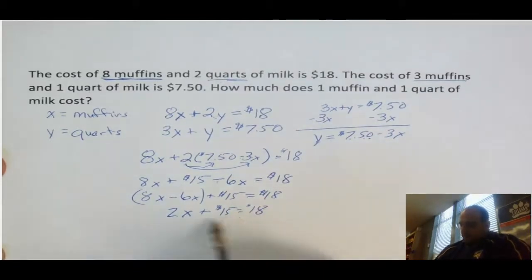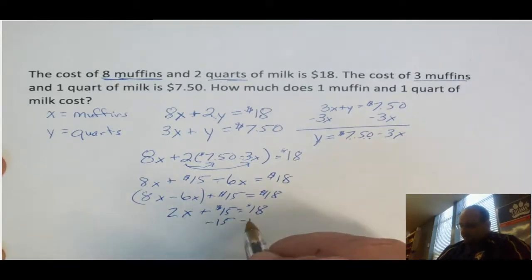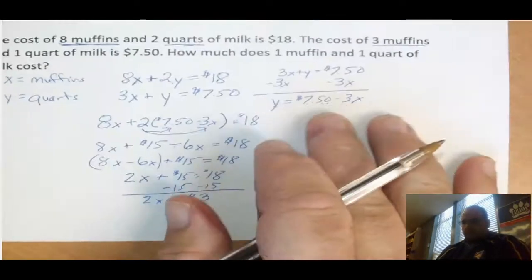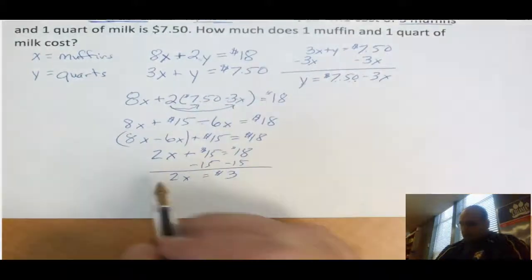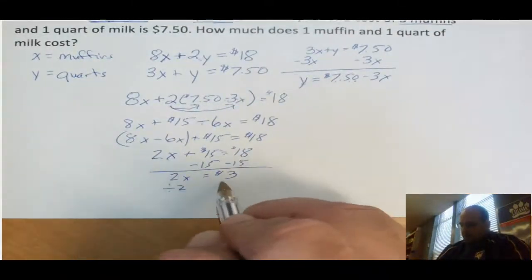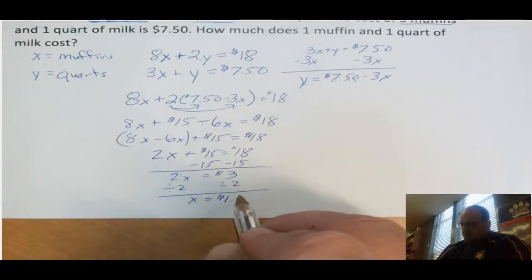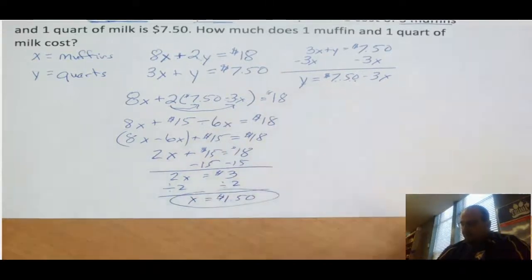Okay. Now I'm going to try to get x by itself. So I'm going to subtract 15 from both sides. I get 2x equals $3. I'm going to divide by 2 because I'm going to try to get x by itself. So I get x is equal to $1.50.